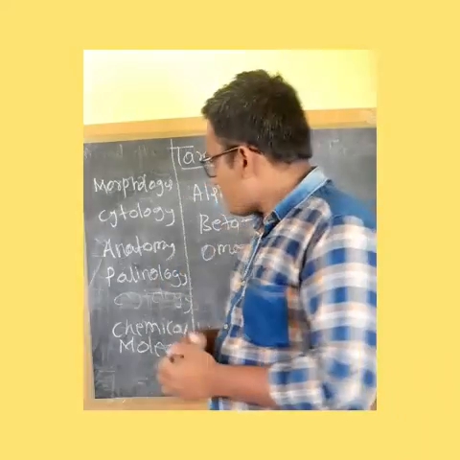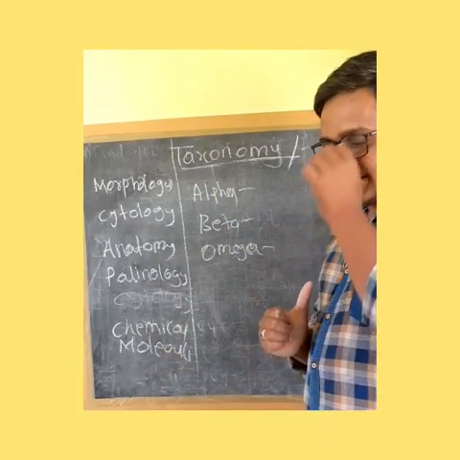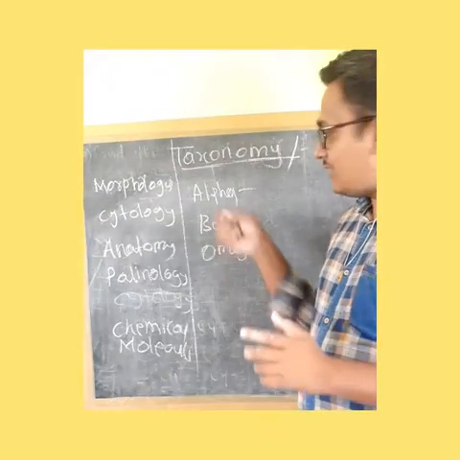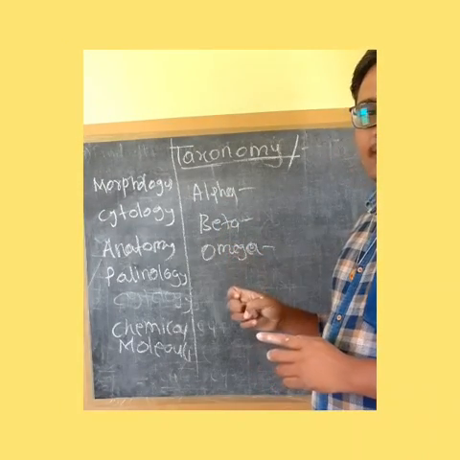Welcome back. In the previous lecture we saw the taxonomy and its background. In this lecture we see the types of taxonomy and the sources of data collection in taxonomy. Let's see the types of taxonomy. There are generally three types: alpha taxonomy, beta taxonomy, and omega taxonomy.